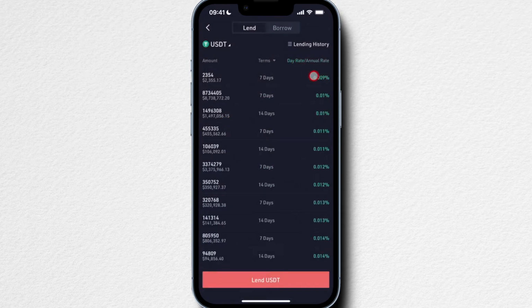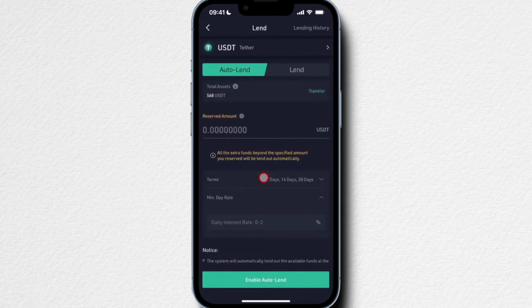All right, so let's click on lend US dollar tether, and then we can basically decide on if you want to use the auto lend feature or the normal lend feature. So auto lend is basically automatically lending out all of your coins, all of your US dollar tether that you have sitting around in your main account, except for this amount that you type in right here. So let's say you always want to keep at least, let's say, 300 or 200 US dollar tether in your main account, so you have that ready for buying the dip or something, and the rest can be lent out.